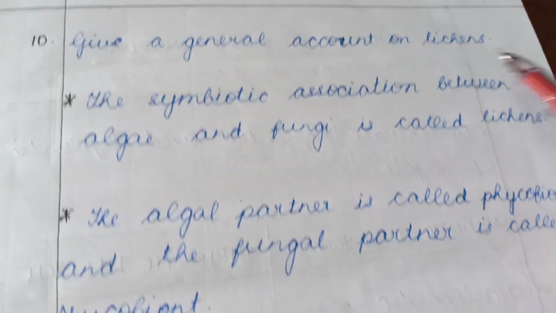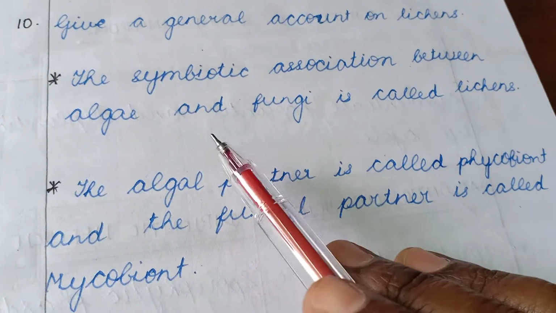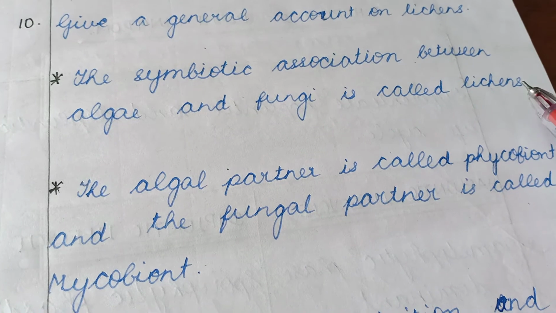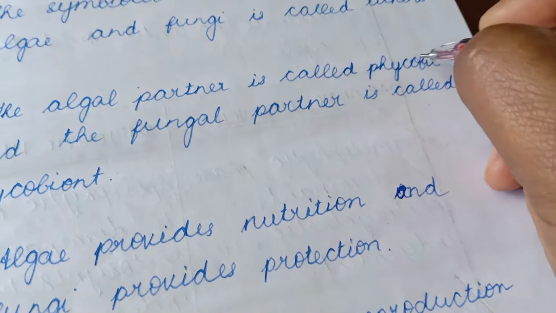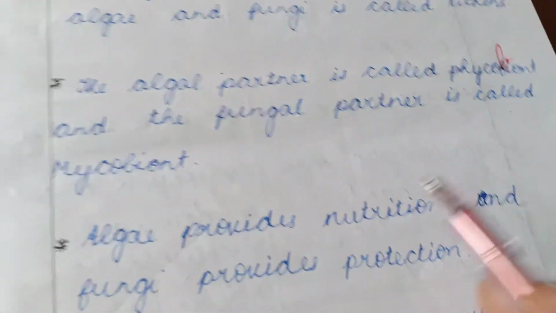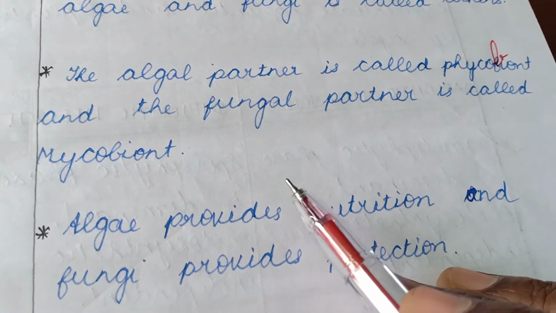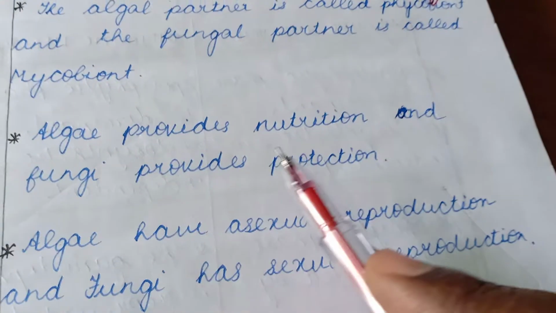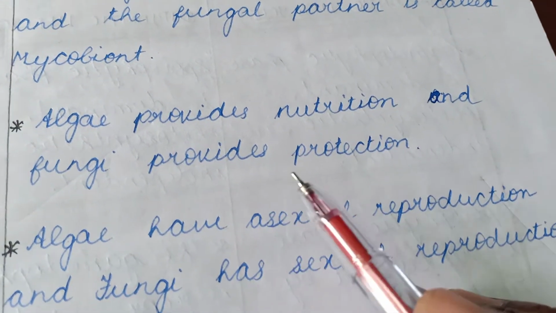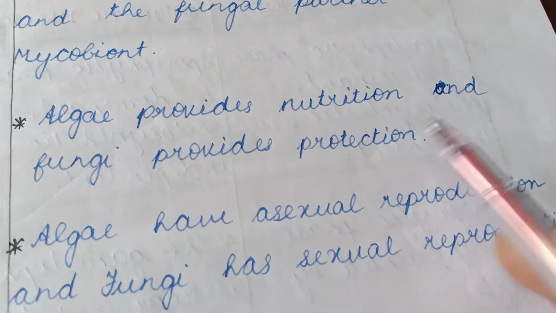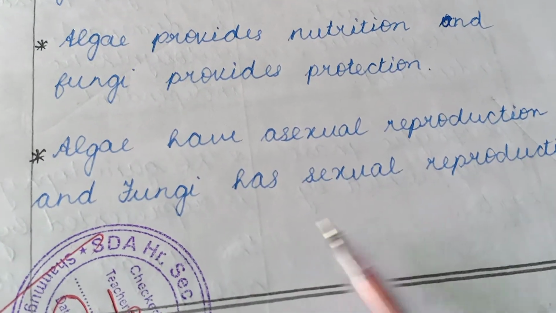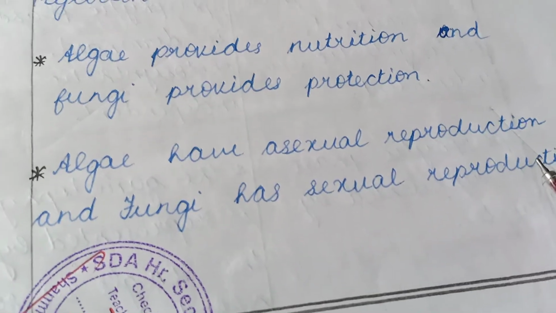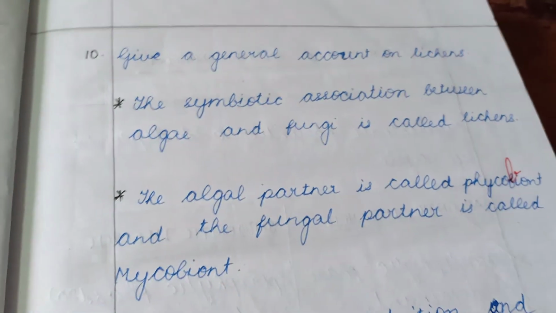The last question, give a general account on lichen. The symbiotic association between algae and fungi is called lichen. The algal partner is called phycobiont, and the fungal partner is called mycobiont. Algae provide nutrition and fungi provide protection in the association. Algae have asexual reproduction and fungi have sexual reproduction. So this is a general account of lichen.